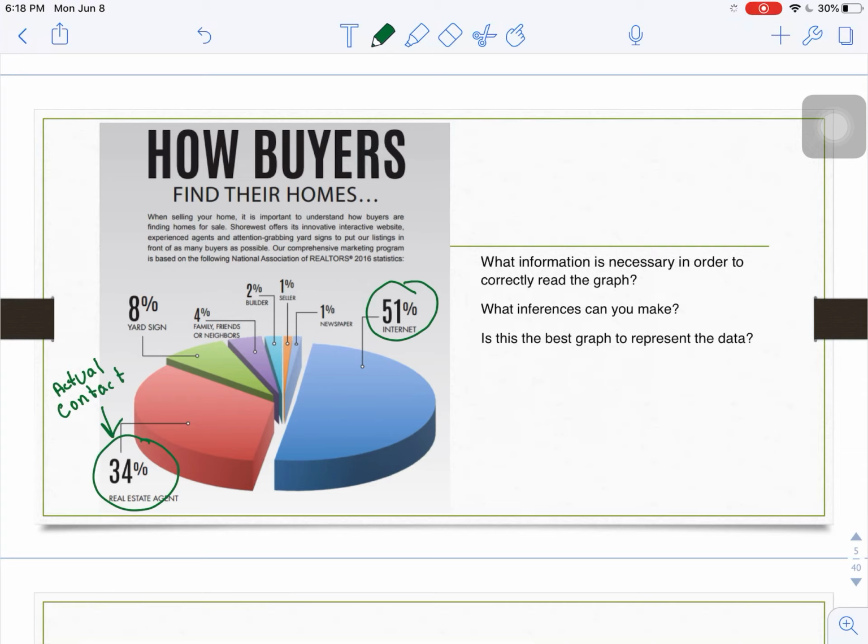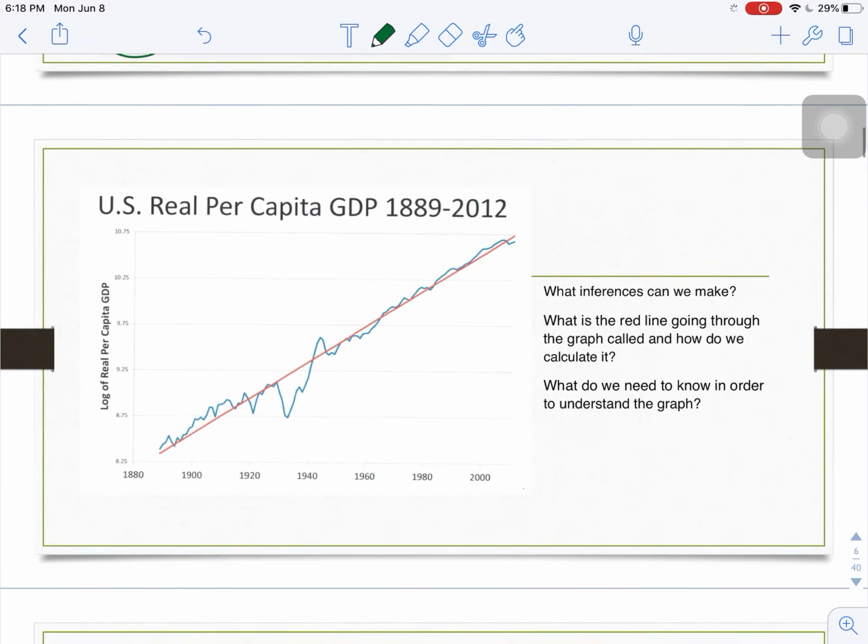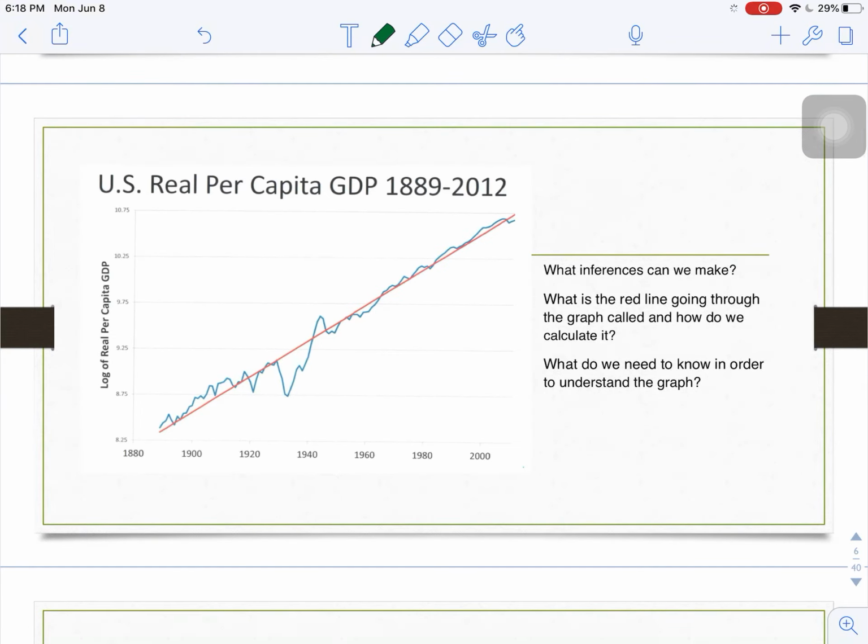But is it the best graph to represent the data? Because we're looking at percentages and we really limit the number of categories, we could say yes. Typically, we would want to keep it under 6 categories, but due to this, we have the 1% seller and 1% newspaper. They're pretty small percentages, and we don't really want to just put other.